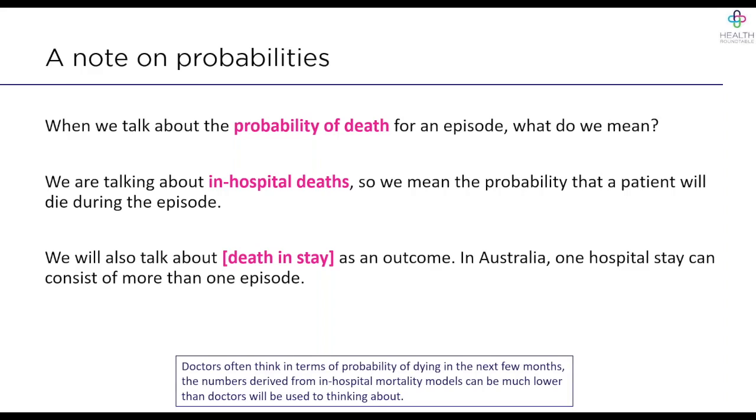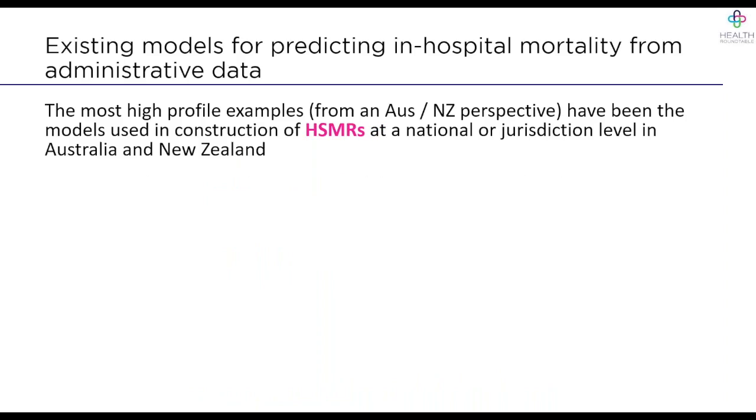One thing that's worth noting is, from my experience of talking to doctors about mortality rates, doctors often think of the probability of dying in terms of a patient dying in the next few months or in the next year, and they're often surprised when they see probabilities of death generated by these kinds of models, because they're a lot lower than doctors will expect. The probabilities we're talking about are the probability that a patient would die in that exact episode during that stay in hospital.